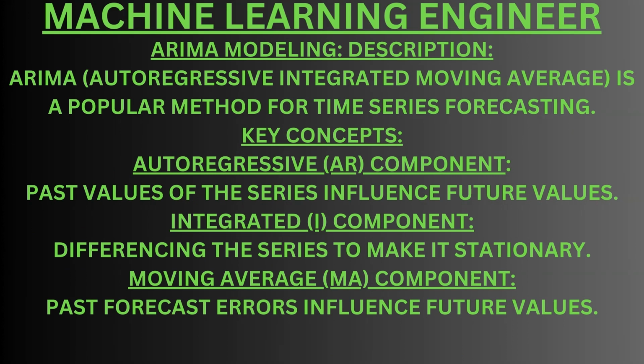ARIMA modeling. Description. ARIMA, autoregressive integrated moving average, is a popular method for time series forecasting. Key concepts. Autoregressive, AR components. Past values of the series influence future values. Integrated component. Differencing the series to make it stationary. Moving average, MA components. Past forecast errors influence future values.